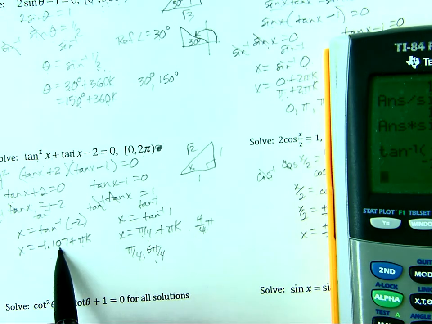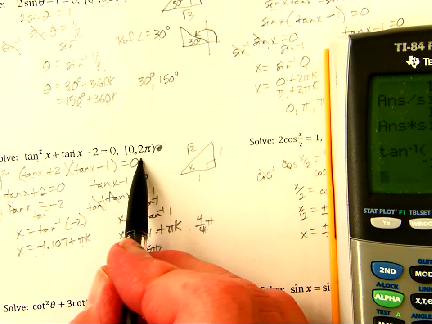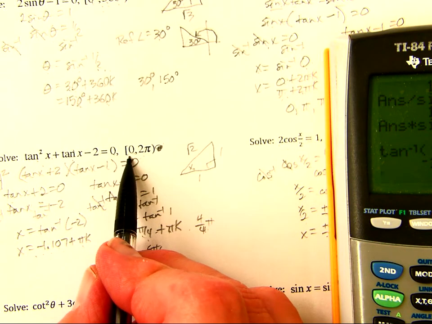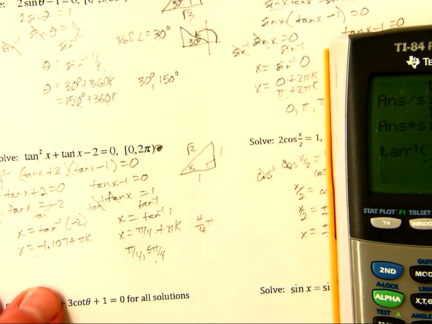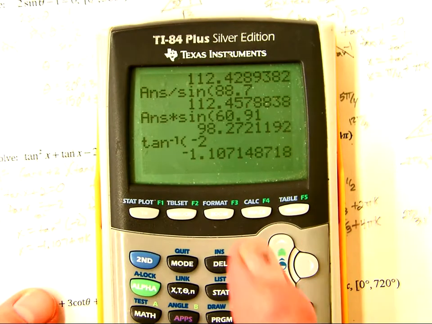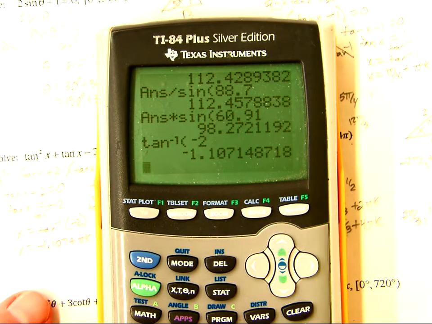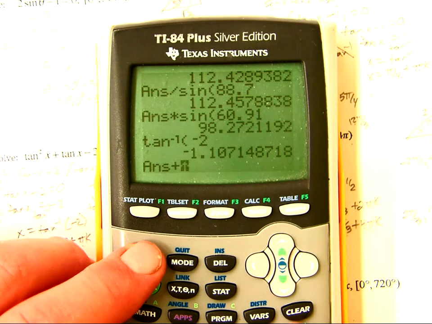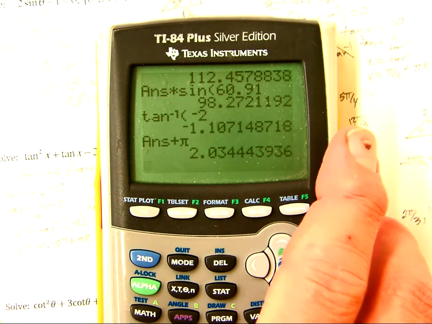Now this one, if we start with -1.107, well, that doesn't fit because we only go down to 0, no negatives. So now if we take that number, now I happen to still have that on my calculator, we can add pi to that. Well, let's hit plus pi. I get 2.034.